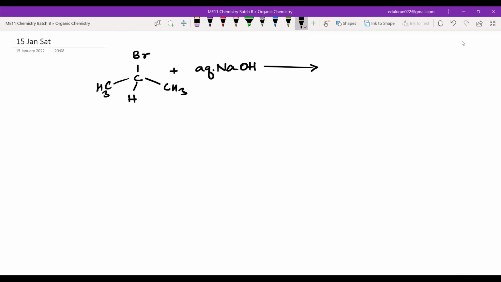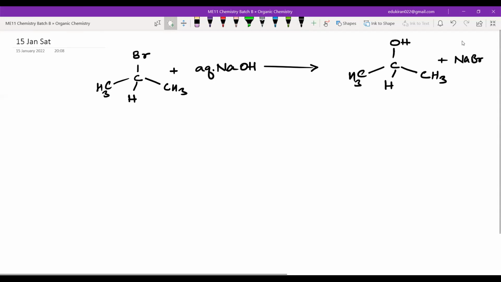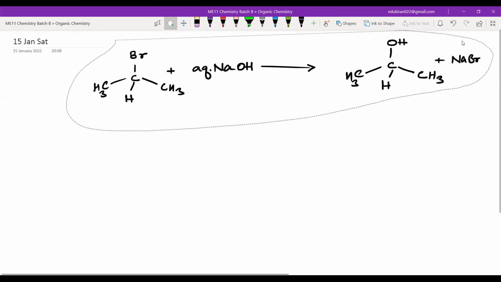What I see is that the CH3, CH, CH3, these things are unchanged, but the Br has been replaced by OH. And Br is replaced by OH, and there is a byproduct which is NaBr. Okay, so these are the reactants, and those are the products. You understand this much, right?